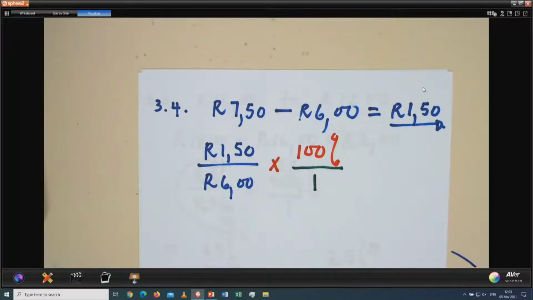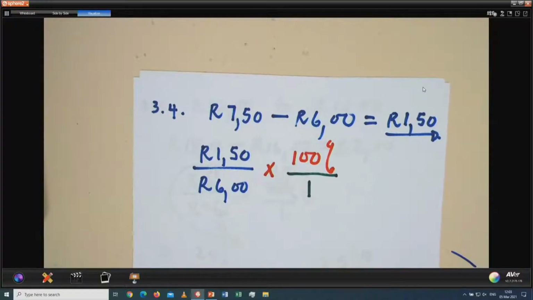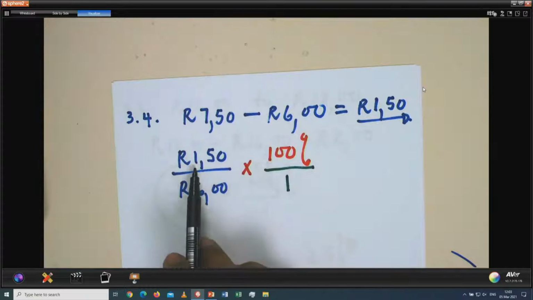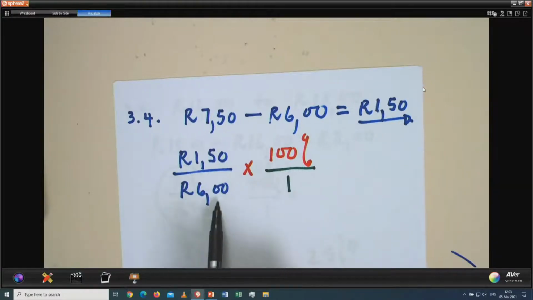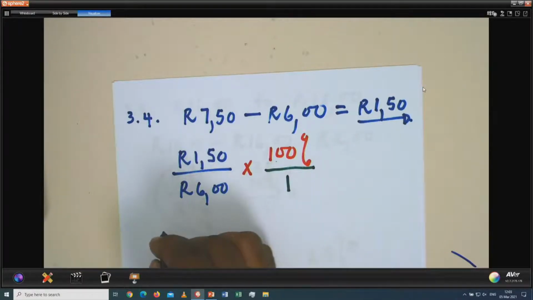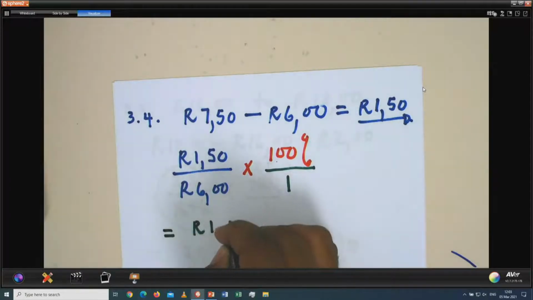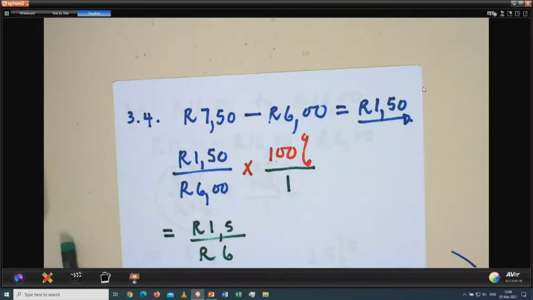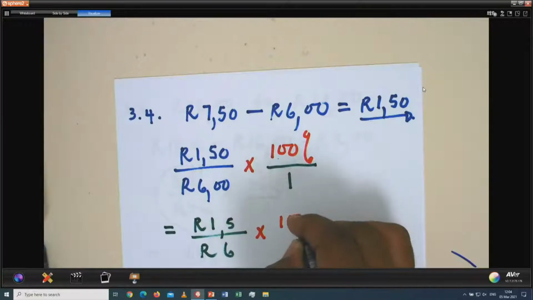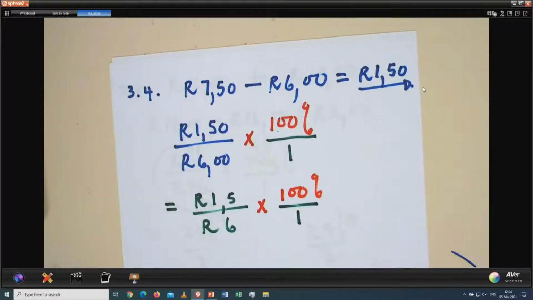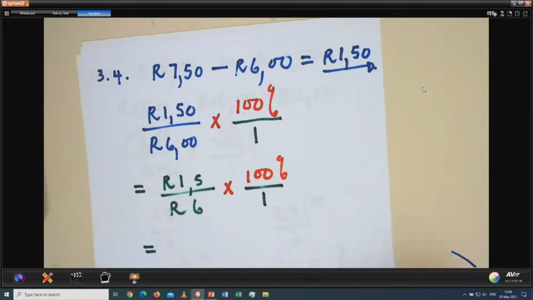Now we can also do what? We can simplify as we have been doing. Now, here we can say 1 Rand 50 cents divided by 6 Rand multiplied by 100%. Then I can write it as 1 Rand 50, 1,5 divided by 6 Rand, 6. And then I multiply it by 100%, which is divided by 1. And then we say simplification.